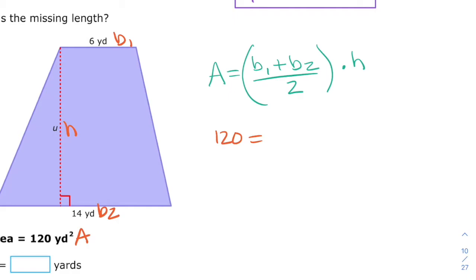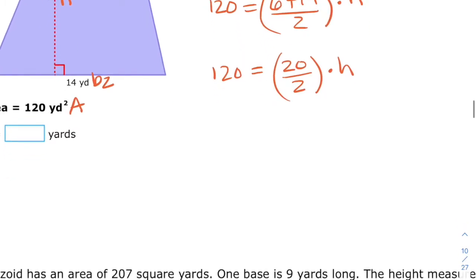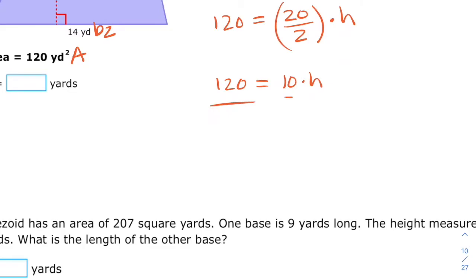So 120 equals 6 plus 14 over 2 times h, which is our height. So 120 equals 20 over 2 times my height. So 120 equals 10 times height. And so now we're going to divide both sides by 10. And I get that 10 yards is equal to my height.